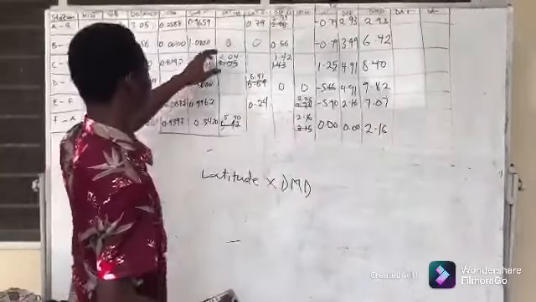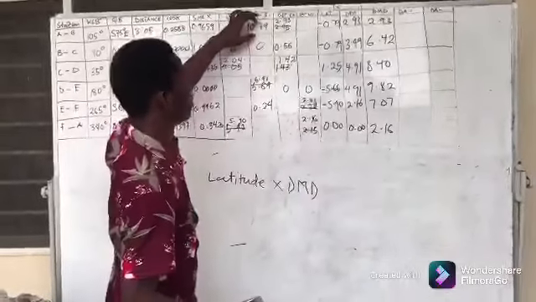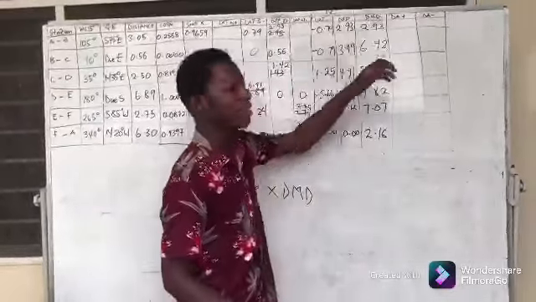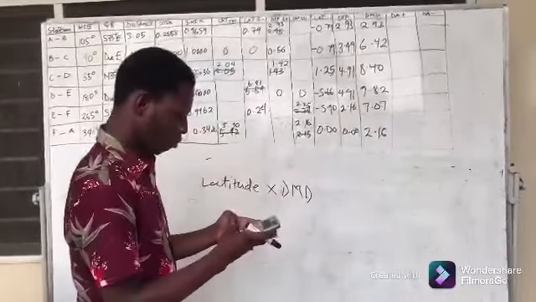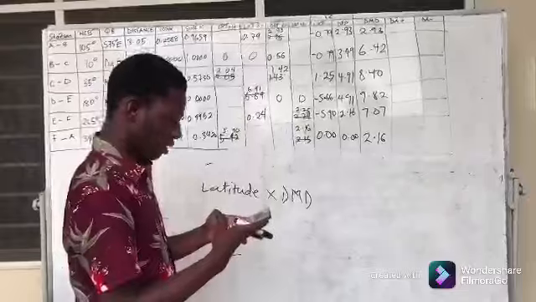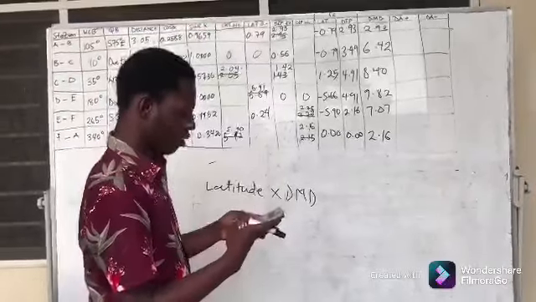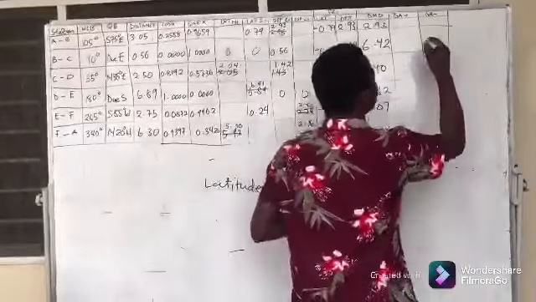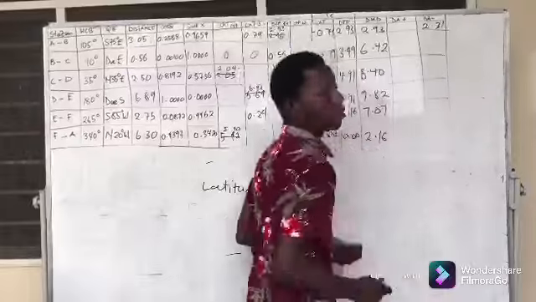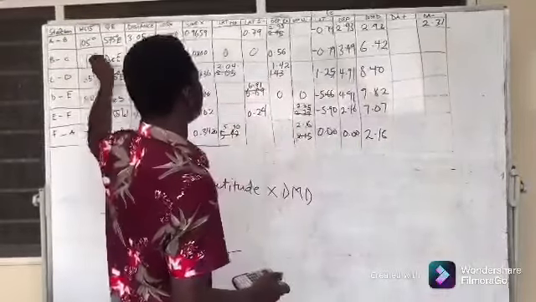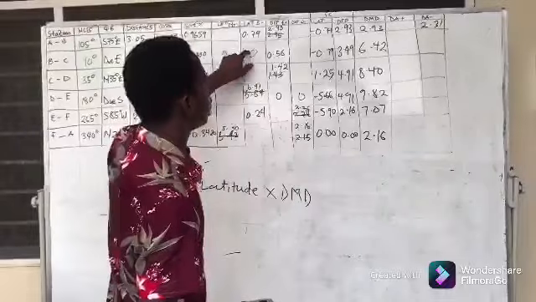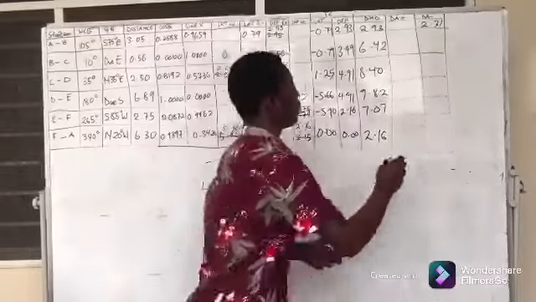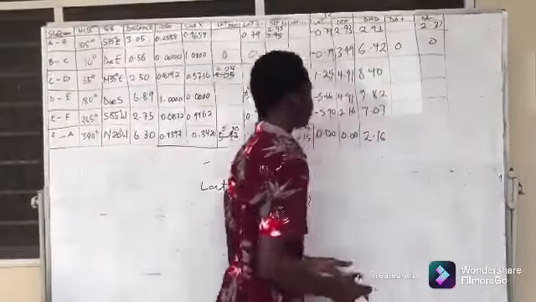So for station A, the latitude is negative 0.79, and the DMD is 2.93. So 2.93 times negative 0.79, which should give you negative 2.01. So I'll place it here, 2.01, since it's negative. For station BC, the latitude is 0. So 0 times the DMD, which is 6.42, is 0. So I'll write 0 here, 0 here.